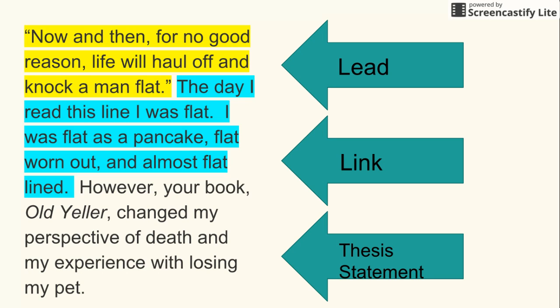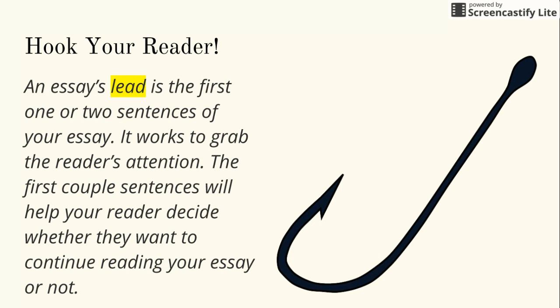Notice that I highlighted the creative lead in yellow. The next sentence is a linking sentence. It links that creative lead to the more formal thesis statement that comes next. An essay's lead is the first one or two sentences of your essay. It works to grab the reader's attention. The first couple sentences will help your reader decide whether they want to continue reading your essay or not.